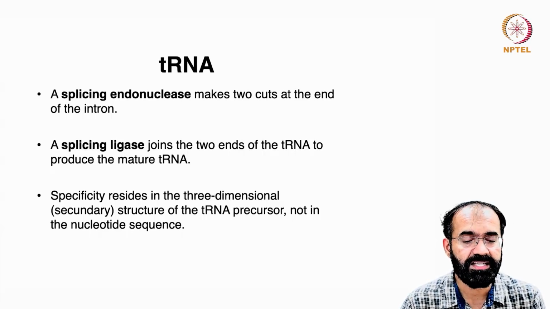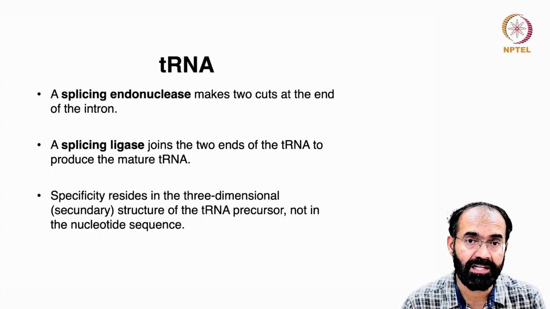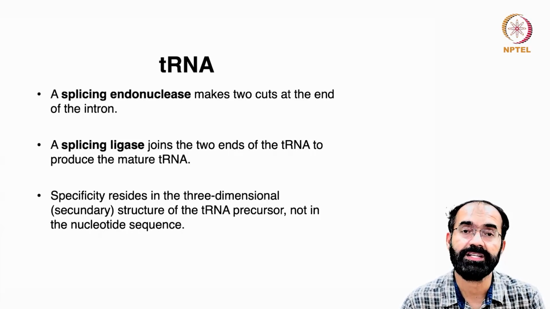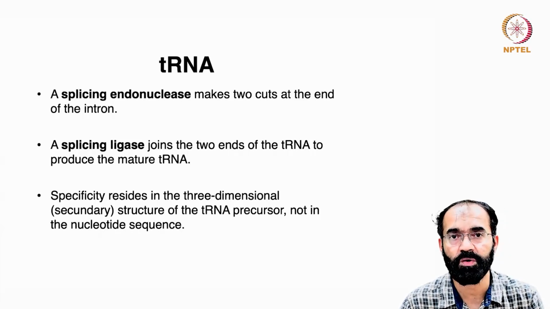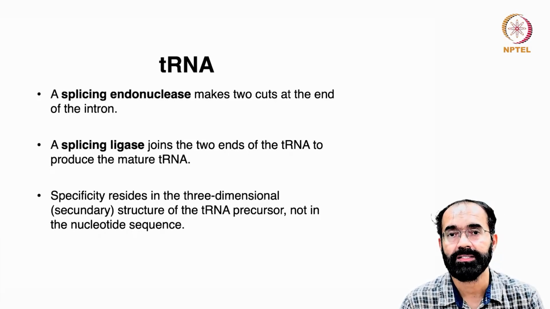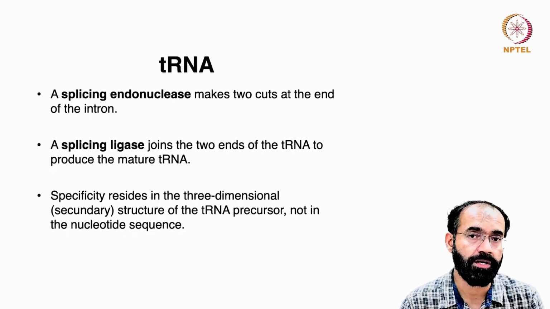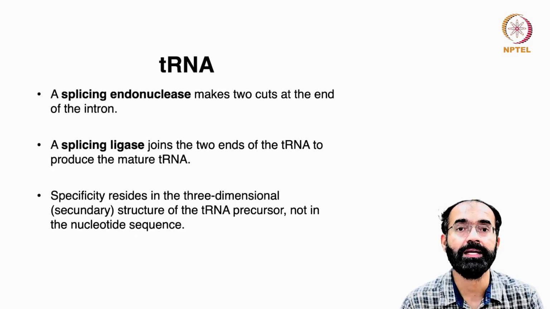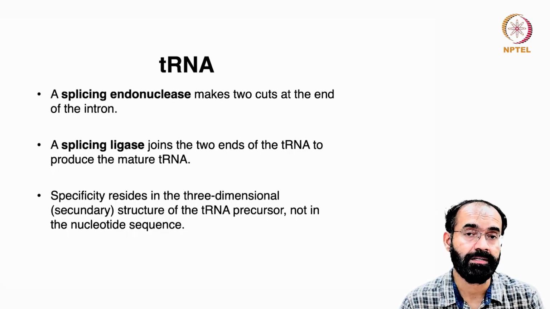The specificity resides in the 3-dimensional secondary structure of the tRNA precursor. I have told you this before also. RNA's identity is not in its sequence. RNA's identity is in its secondary structure, the shape the RNA assumes. Accordingly, you will end up having recognition by an enzyme.